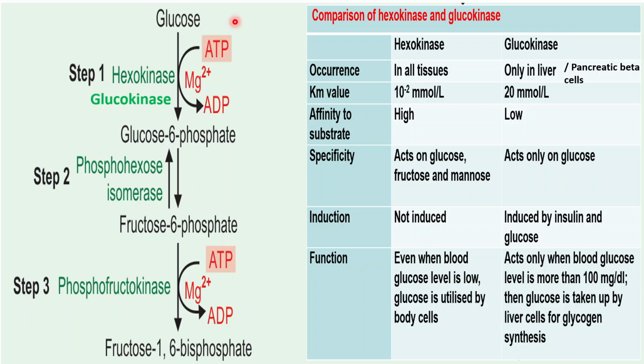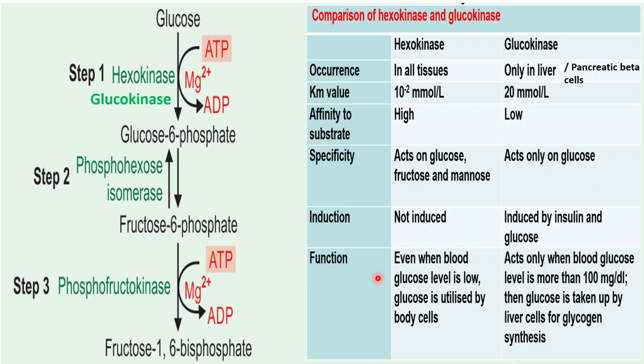Both enzymes do this, but there is a difference depending upon the location. Hexokinase is located in all tissues, whereas glucokinase is located in the liver and in the beta cells of the pancreas. Why is that? The answer lies in the Km value, or the Michaelis-Menten constant. The Km value of hexokinase is very low, and that of glucokinase is relatively higher. Because of this, hexokinase has high affinity for glucose. That means even when the blood glucose level is low, glucose is utilized by the body cells.